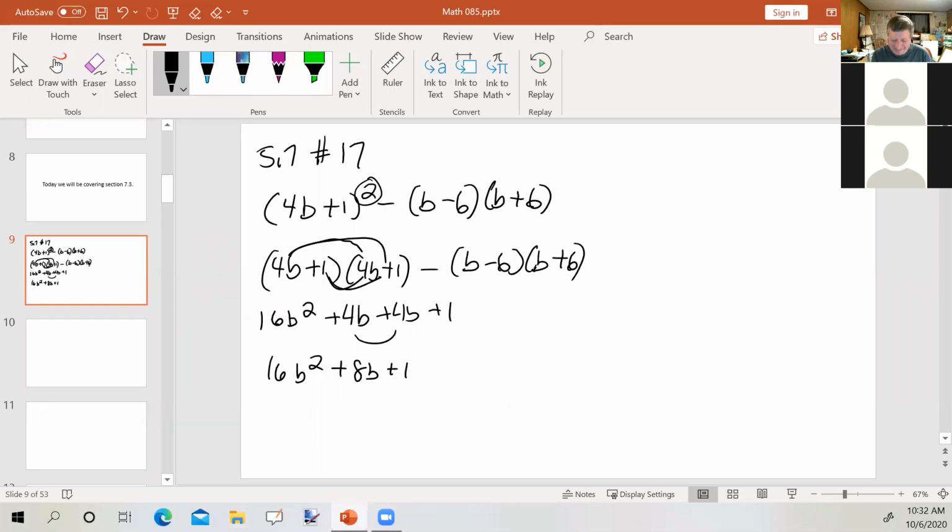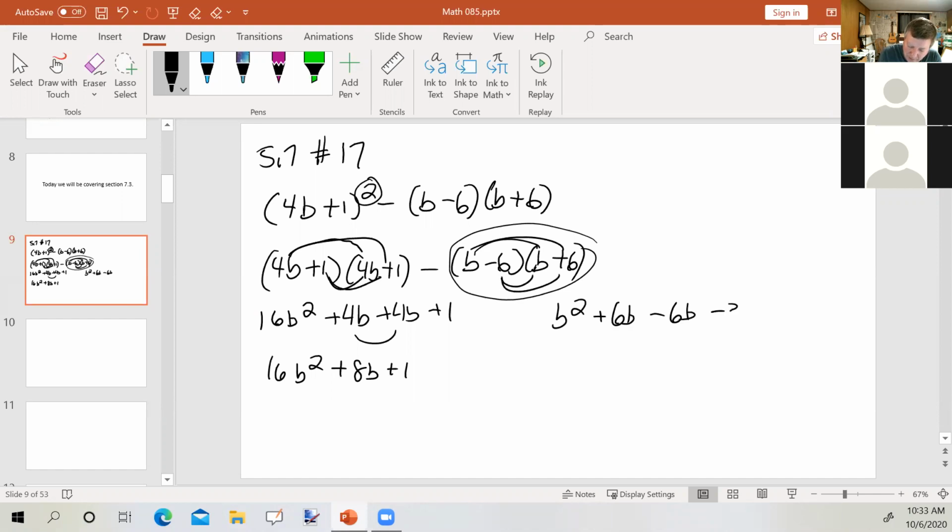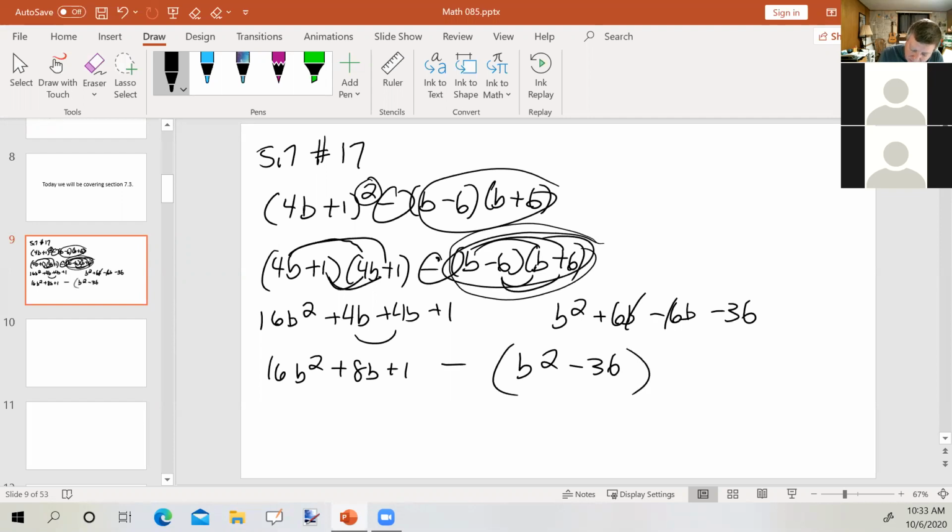Okay. All right. Anyway, so we've got the first 2 binomials multiplied together. Now we're going to subtract this product. So first of all, let's find this product. That's going to be b squared plus 6b minus 6b minus 36. Combining like terms, we get b squared minus 36. But we're subtracting that whole product. We're subtracting the whole product.